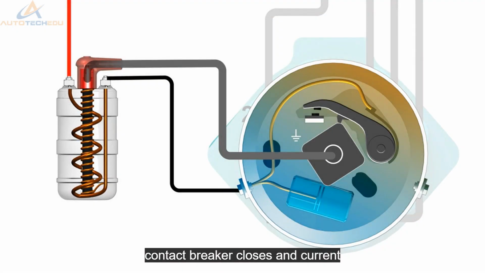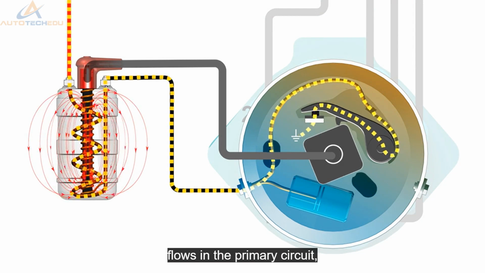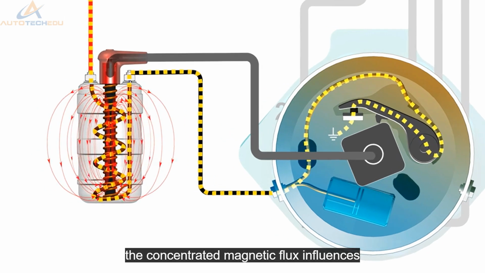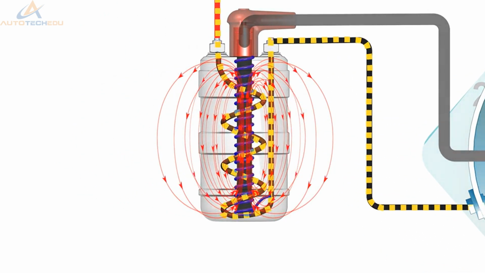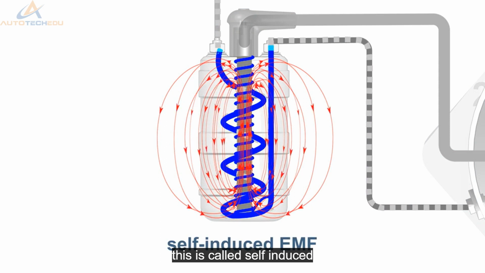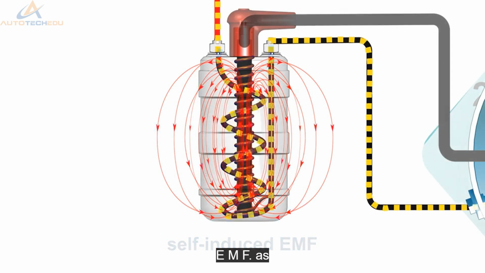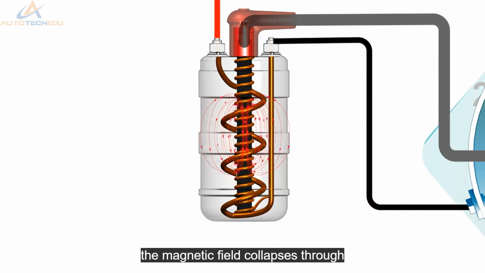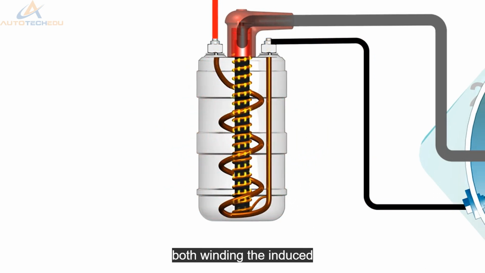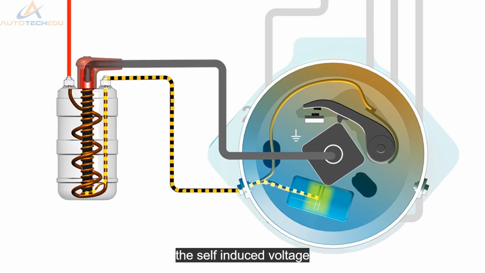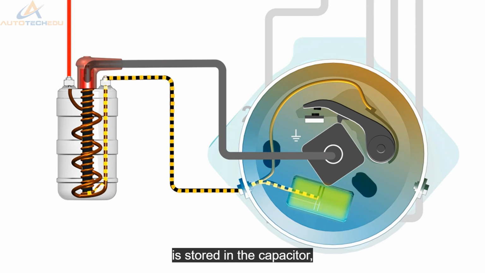When the contact breaker closes and current flows in the primary circuit, the concentrated magnetic flux influences not just the secondary windings, but also the primary. This is called self-induced EMF. As the contact set opens, the magnetic field collapses through both windings. The induced voltage in the secondary winding exits the ignition coil to the distributor, while the self-induced voltage is stored in the capacitor.